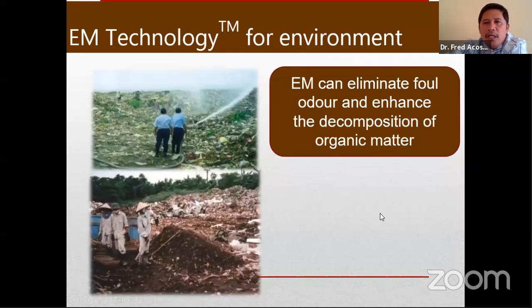EM technology can also be used to eliminate foul odor and enhance the decomposition of organic matter. So if you have a dump site, you can use EM technology to eliminate foul odor, to eliminate flies, and to improve the decomposition of this organic matter. And in return, we can produce fertilizer that can be used to grow plants.